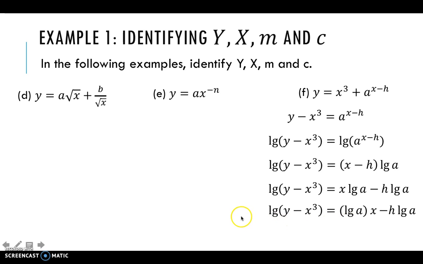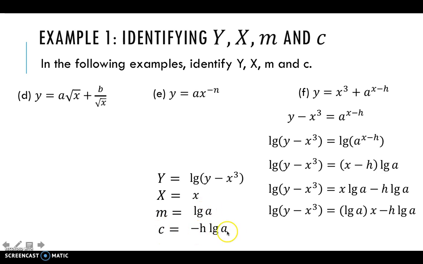Okay, how do I know when to stop? Check. This is in terms of x and y only. This is in terms of x or y only. m is equal to log a, which is in terms of the constants only. C, you get negative h log a, which is also in terms of the constants. So that's where you know you have to stop.